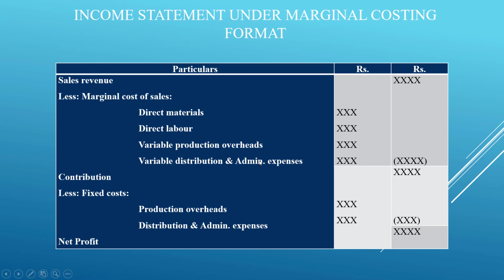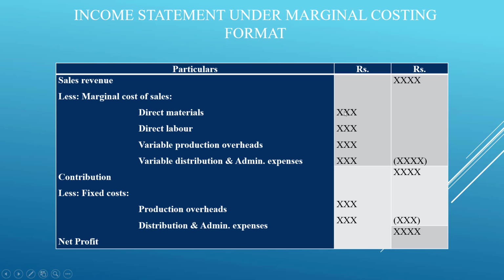Next is variable distribution and administrative expenses, whatever is related to distribution, channeling of the products, and in administration, all those salaries and all of the workers, all these expenses, if it is variable. Okay, a point to be noted is you have to see only the variable part of this. Only the variable part will be included in marginal cost of sales. So we have included variable distribution and administrative expenses, the amount.